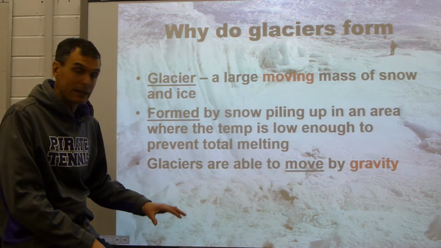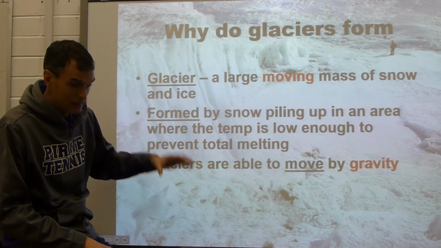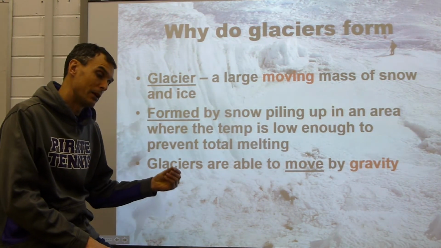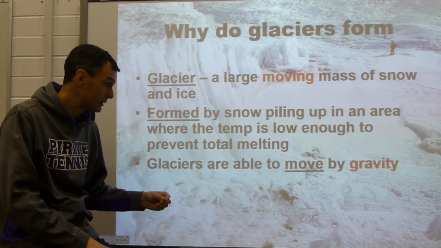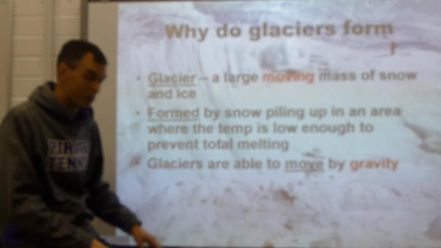Glaciers move because of gravity. A lot of times they're on slopes like on mountains or hillsides, and so gravity pulls them down. They can also have a small amount of melting at the bottom due to pressure, and that can kind of lubricate the bottom of the glacier and allow it to move as well.